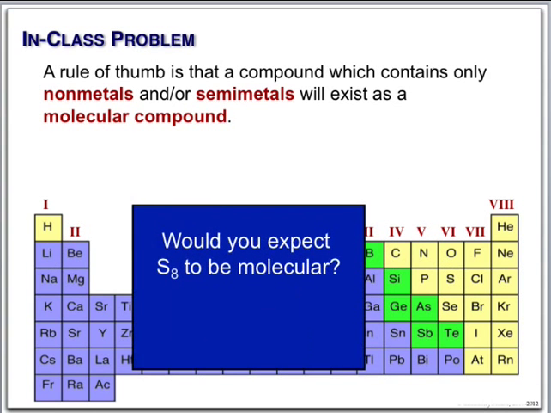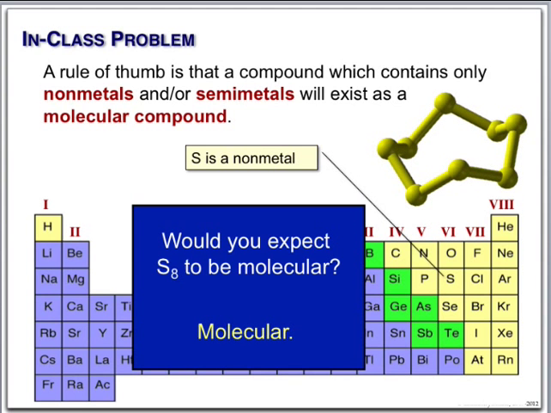Finally, let's just do this one for fun. Remember how I said that nitrogen existed as N2 and chlorine is Cl2, et cetera. Sulfur actually exists as S8. 8 sulfurs in a ring. Are the bonds here ionic or covalent? Same principle. Sulfur is over here, it's a nonmetal. So these are all going to be covalent bonds. Looks like a little crown. Any questions?